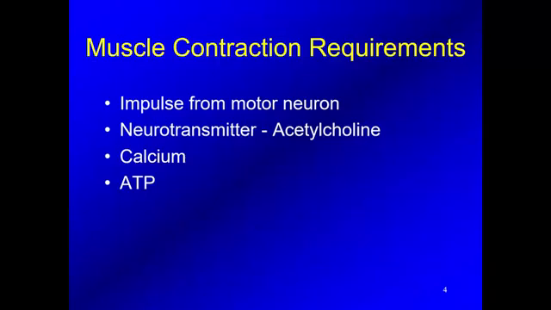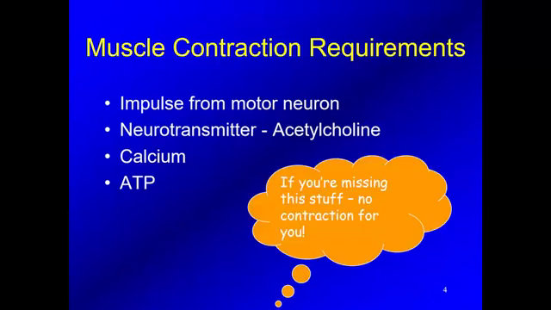And you need energy. Energy is in the form of ATP, if you remember. That's what cells use for energy. And to get that, you need to break covalent bonds, so you pretty much need to eat. And if you're missing this stuff, you're not going to have muscle contraction.